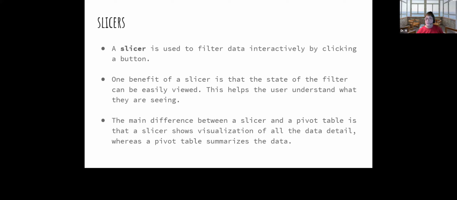So the main difference between a slicer and a pivot table is that the slicer shows you the visualization of all data, all the detail, and a pivot table summarizes. So if your goal is to show the detail, the granular pieces, go for a slicer. If the goal is to summarize and just show summary data and not the details, then use a pivot table. All right, and that's usually the primary consideration, slicer or not.